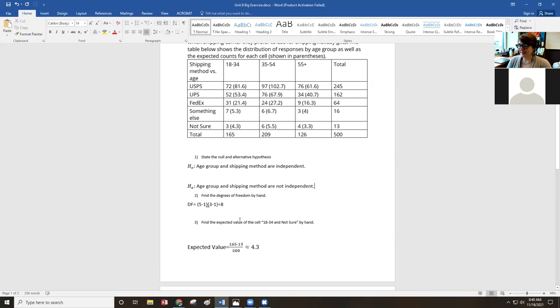Now, for number 3, we want to find the expected value of the cell 18 to 34 and not sure, and we want to do that by hand. Each of these little boxes that you see in the middle here for our data would be a cell. So what we want to do is find the expected value for this cell right here. To do that by hand, we're going to take the row total, which is 13, multiply it by the column total, which is 165, and then divide it by the overall total, which is this 500. When we do that, I got approximately 4.3.